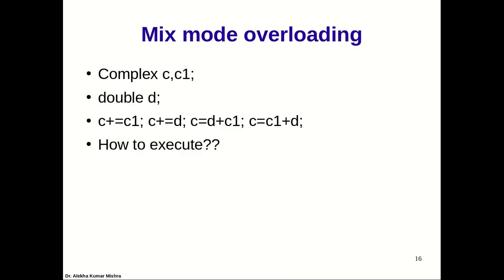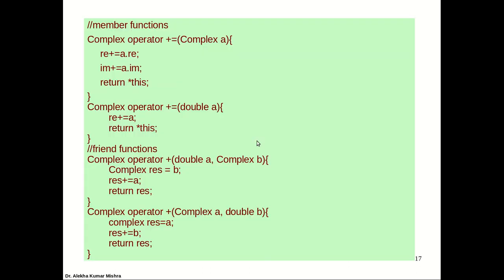Now comes the mixed mode overloading, as I was saying. We'll see some examples where there are two very different types, and how to execute these things. For example, C is a complex object, C plus equal to C1. This can be executed using a member function. We'll see both member and friend. This also can be a member function, but for this operation we have to go for a friend function.